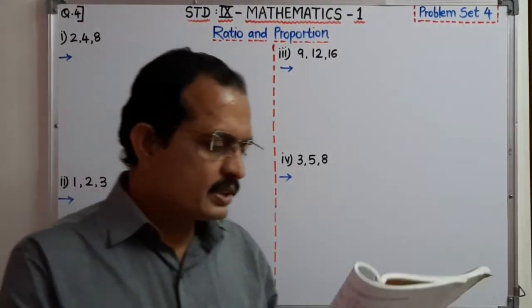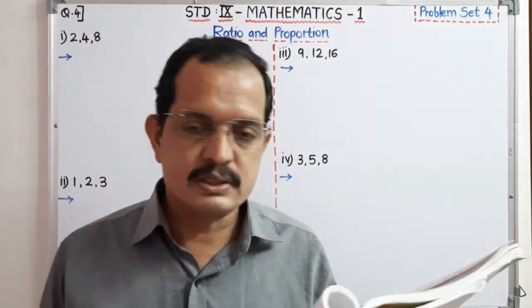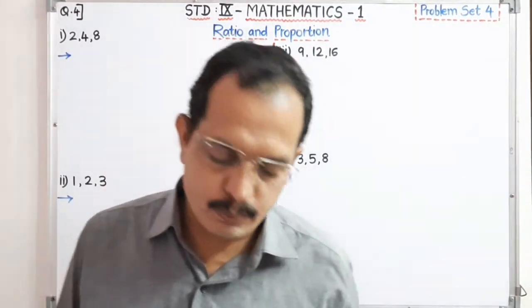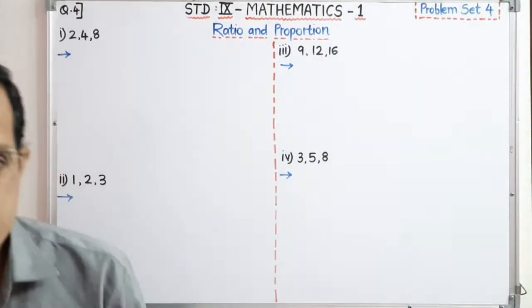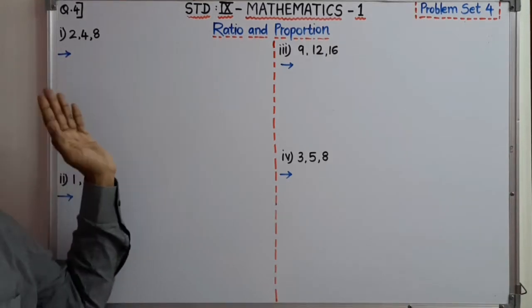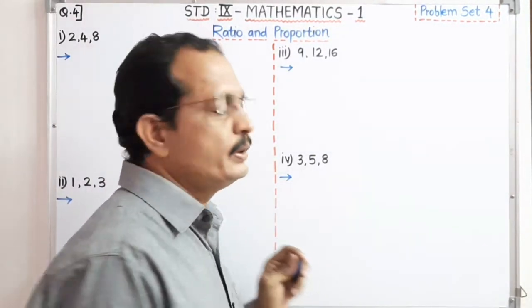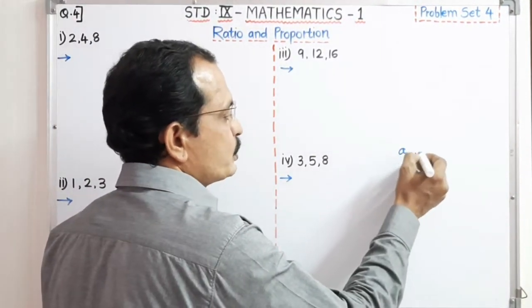Dear student, see question number 4. Check whether the following numbers are in continued proportion. We have to check whether the given numbers are in continued proportion or not. Dear student, all of you know that I have already explained continued proportion.